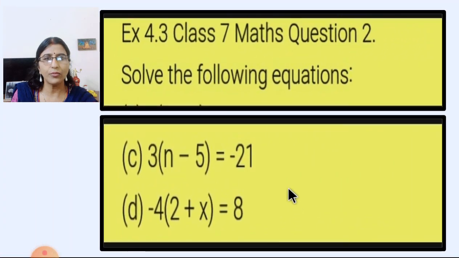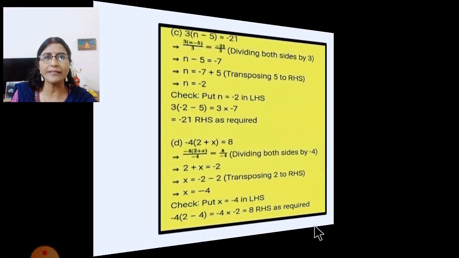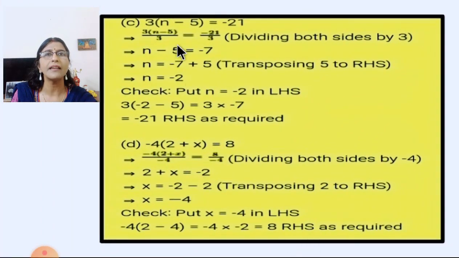Now there are two more questions. You have to solve them of exercise 4.3. So let us see how to solve it. 3n minus 5 is equal to minus 21.